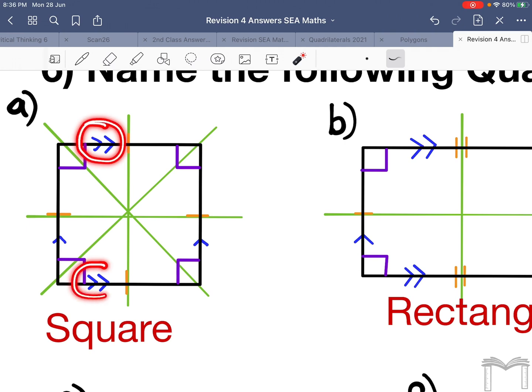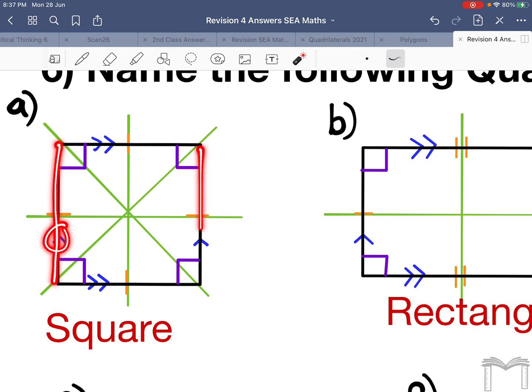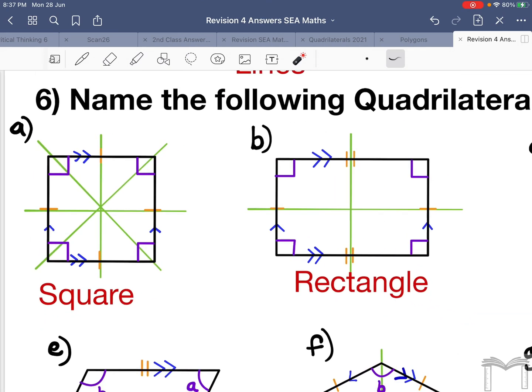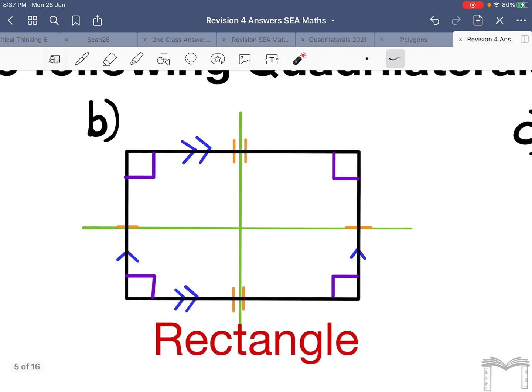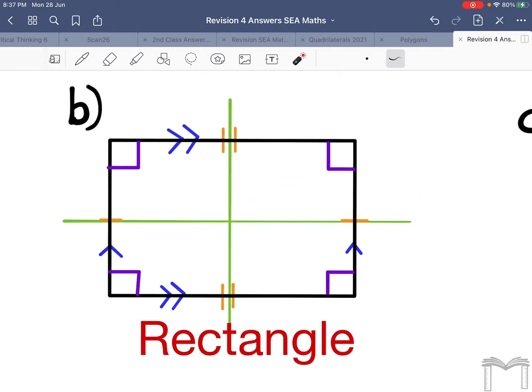This here tells us that this is a pair of parallel sides, and this is also a pair of parallel lines. B, a rectangle. 4 right angles. Opposite sides are equal, 2 long equal sides and 2 short equal sides. Opposite sides are parallel, and there are 2 lines of symmetry.